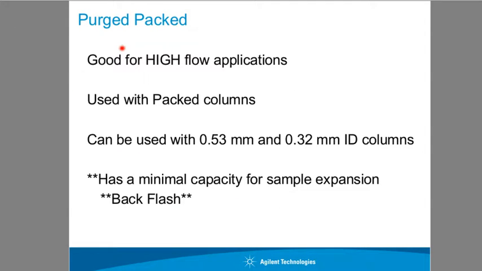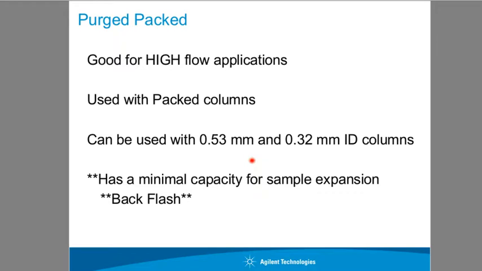Purge packed inlet. These are good for high flow applications. This is why it's usually for a packed column, but you can use them with 0.53 and 0.32 ID columns. Smaller ID columns do suffer chromatographically, and that's basically due to the volume at which the sample is swept through the inlet. Again, with a purge packed inlet, all you have is your column flow.